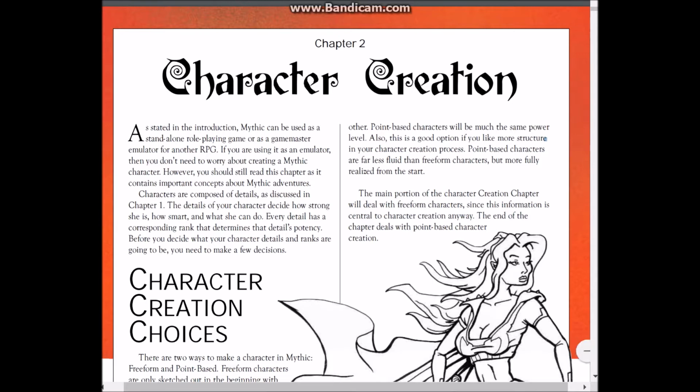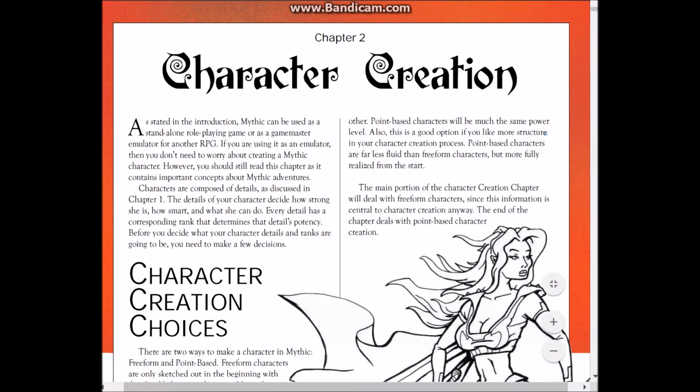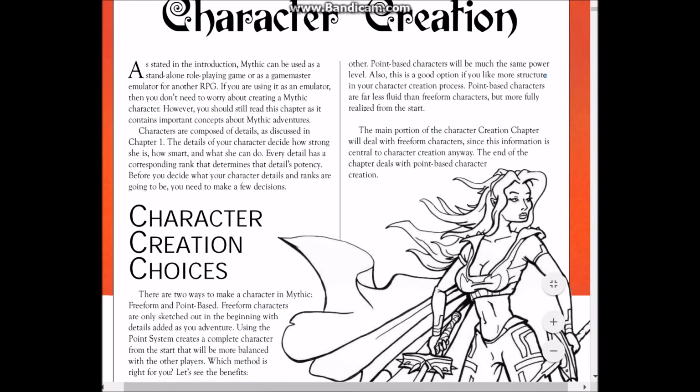Okay, so character creation. As I briefly stated, there are two ways to make a character in Mythic: freeform and point-based. Freeform can be lightly sketched or completely made on the spot. The point-based character creation allows for a character to be built within a balanced set of parameters.